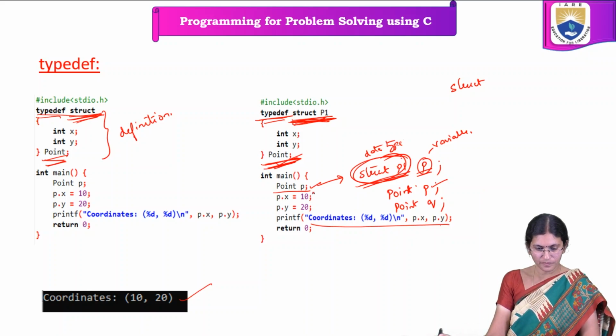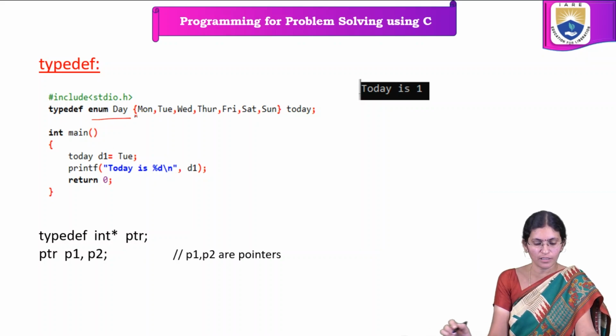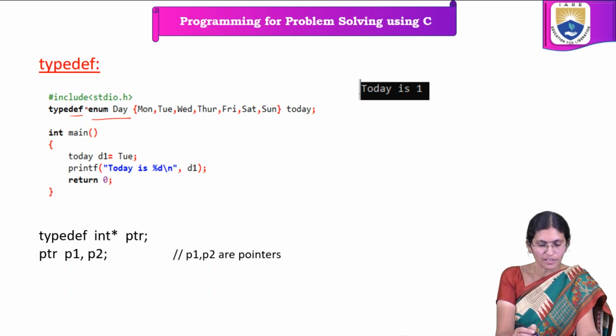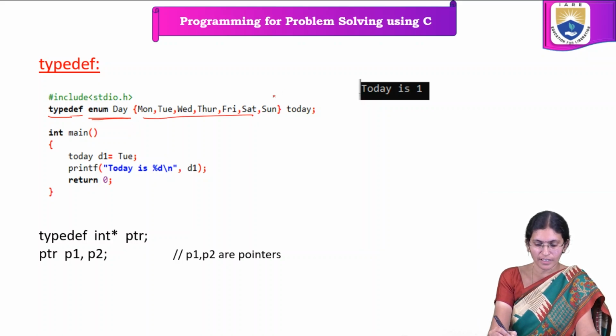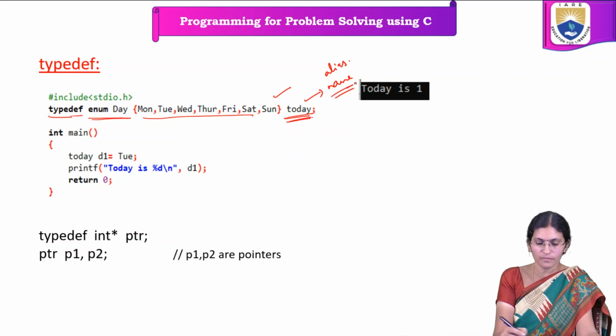With the help of this, we can create a variable of this data type and then use it in the program. One more example: we can use typedef with enum also, the enumerated data type. This is how we can use it. Typedef followed by the enum keyword and then day. Inside this is the declaration, and here itself we need to specify the type. This is the alias name, the new name given to this data type.